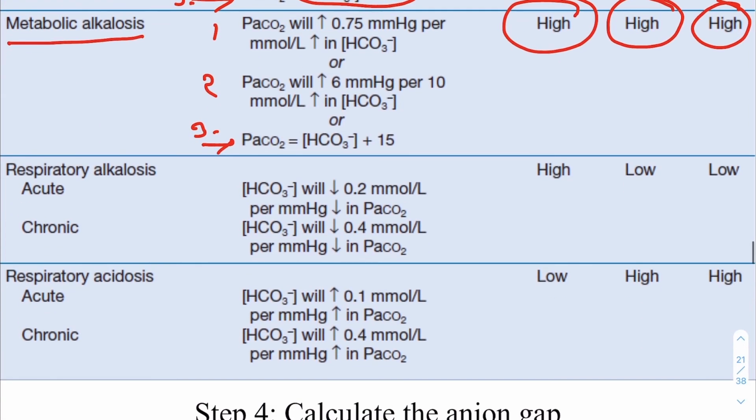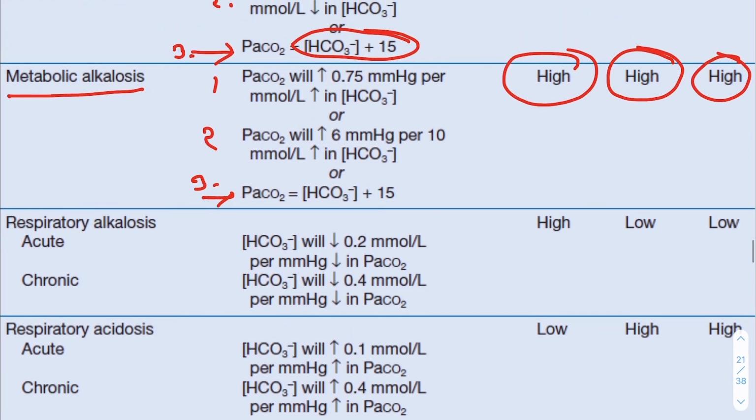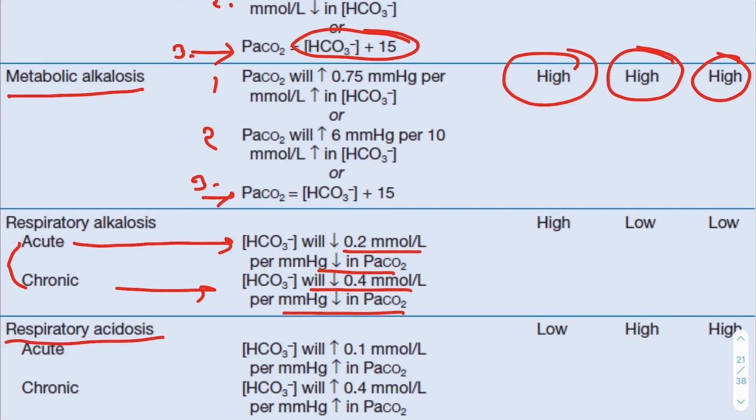Now, next is respiratory disorders. For respiratory alkalosis, it can be acute or chronic. For acute respiratory alkalosis, bicarbonate will fall by 0.2 unit per unit decrease in PCO2. For chronic cases, bicarbonate will fall by 0.4 unit per unit decrease in PCO2. Respiratory acidosis can again be acute or chronic. For acute respiratory acidosis, bicarbonate will rise by 0.1 per unit increase in PCO2. For chronic cases, bicarbonate will rise by 0.4 per unit increase in PCO2.